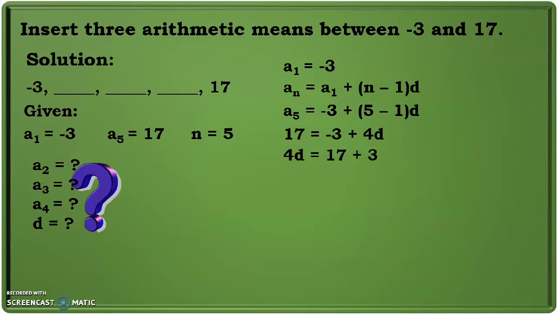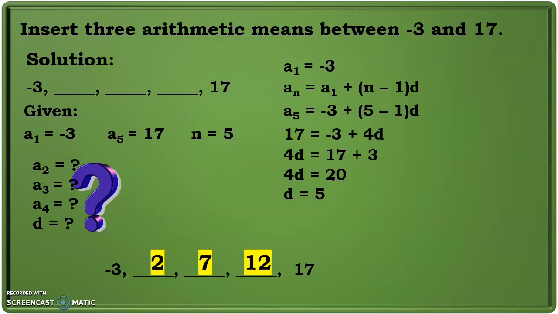Then 4d is equal to 17 plus 3, equals 4d equals 20. Then divide both sides. D equals 5. So the common difference is equal to 5. Then insert now the 3 arithmetic means. So negative 3 plus 5 equals 2. Then 2 plus 5 equals 7. 7 plus 5 equals 12.